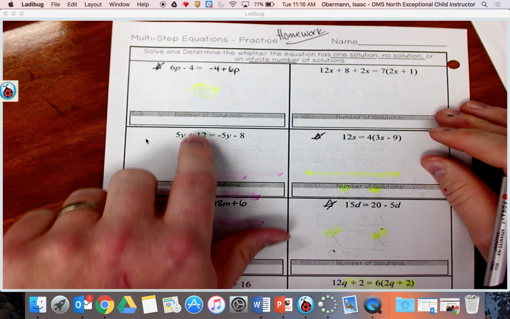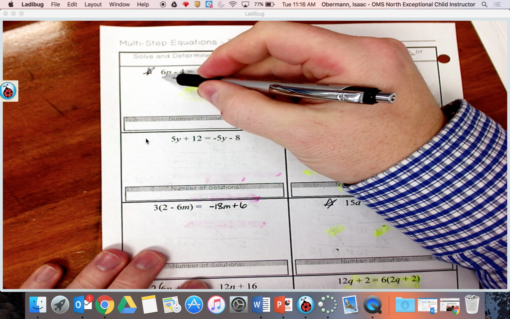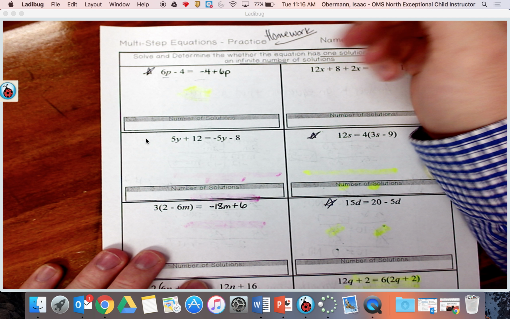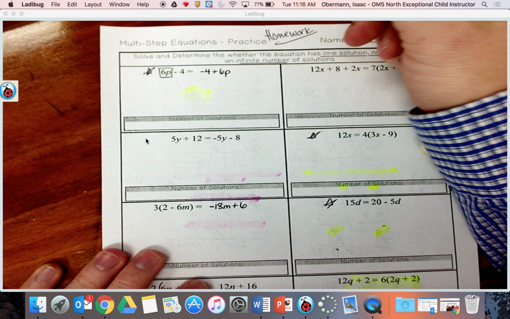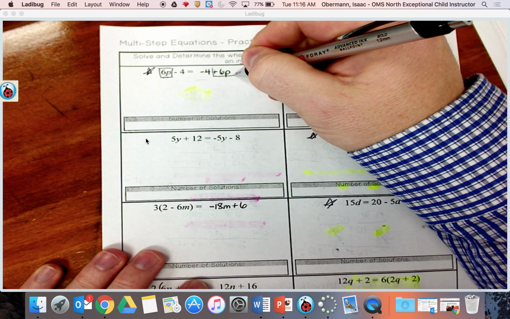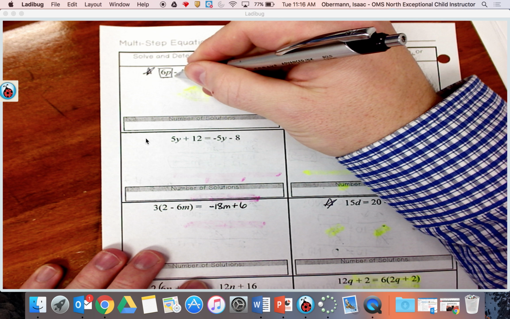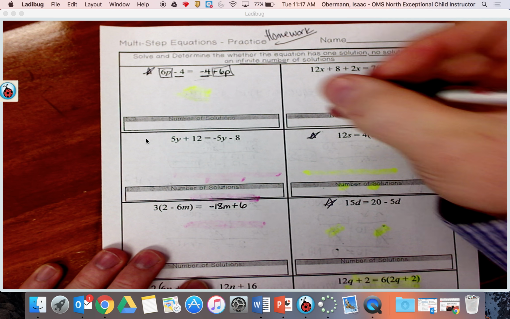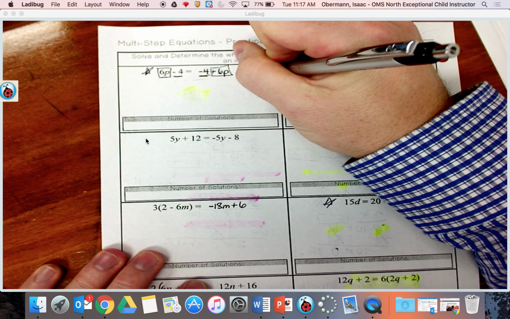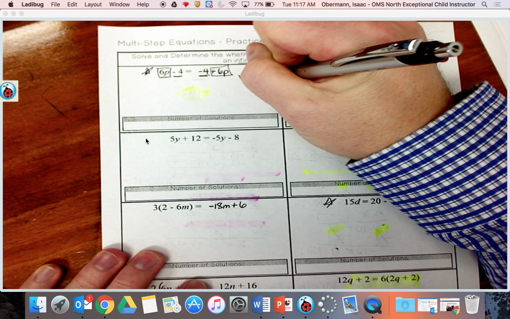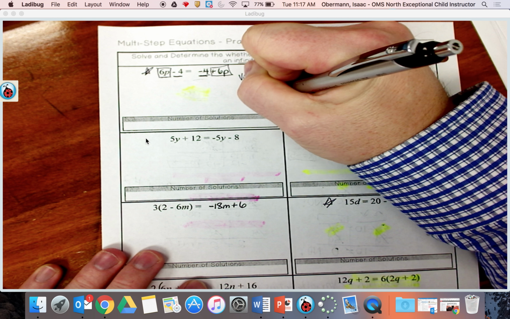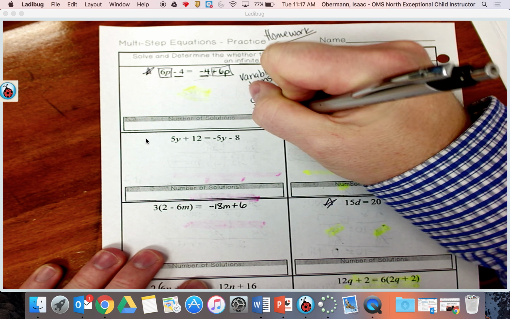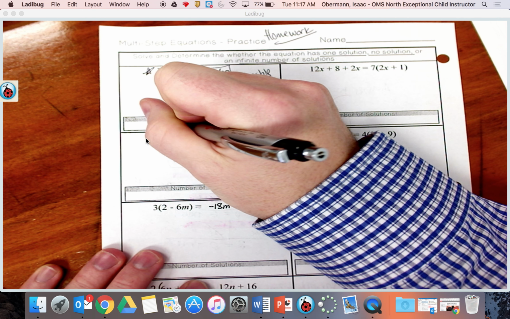Okay? The first example, I look at this. I have 6p minus 4. And I have a negative 4 plus 6p. Well, my variable term is a 6p. My other term here is a 6p. My constant term is a negative 4, and my constant term is a negative 4. These are both the same. So my variable term and my constant terms are alike.